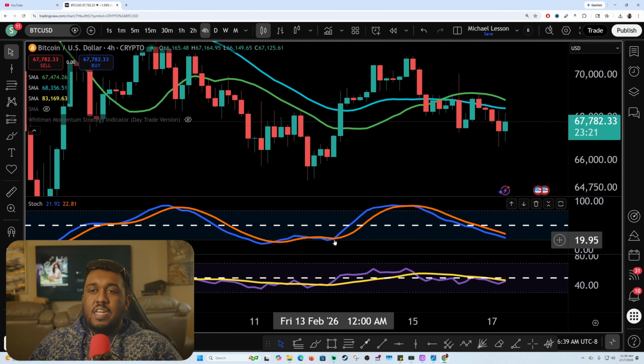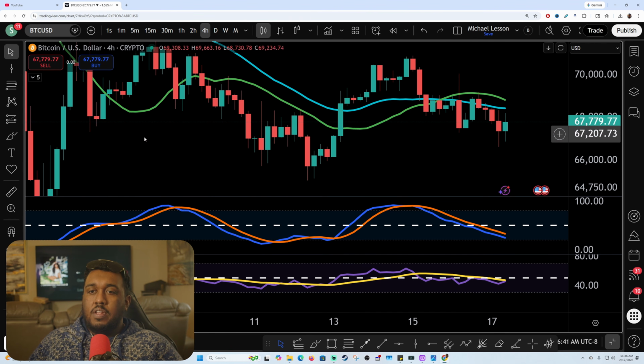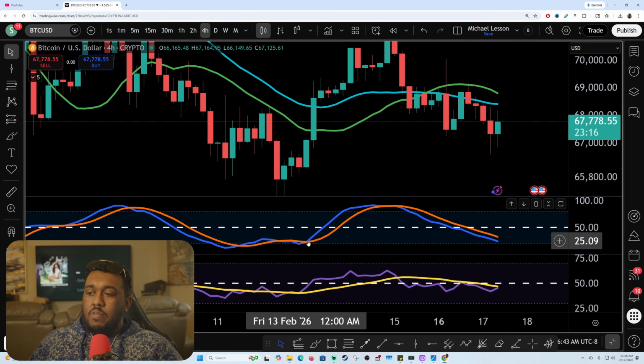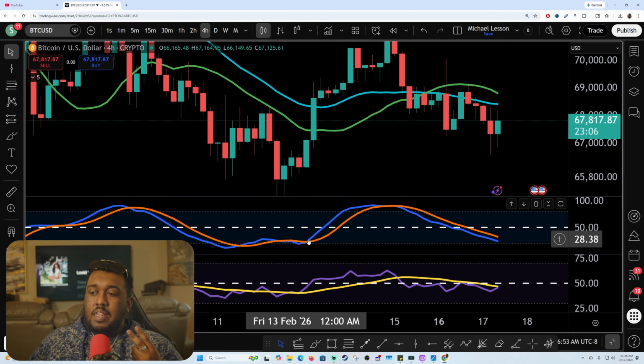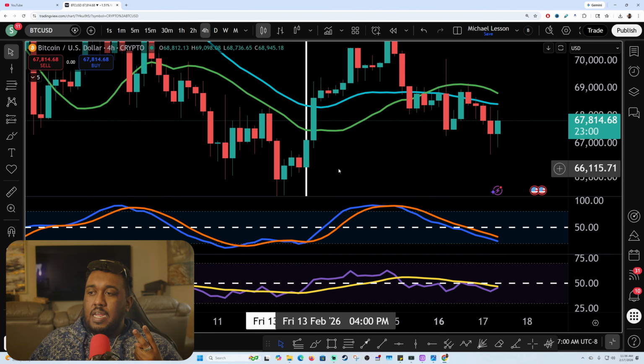So when's the last time we had a crossover right here? Well, the last time we had a crossover was way back over here. Looks around 12 o'clock for the stochastic and around 8 o'clock for the RSI. So which one happened second? That's the one you always want to go off of. That's going to be the 12 a.m. one right here that happened Friday, February 13th. That means we had an allowing signal for day trading right there.